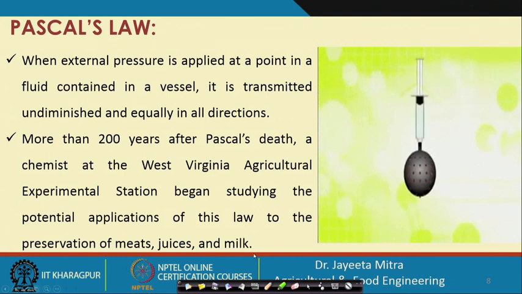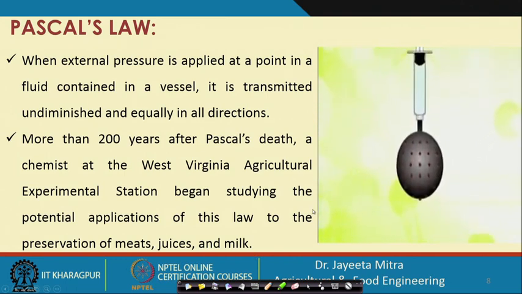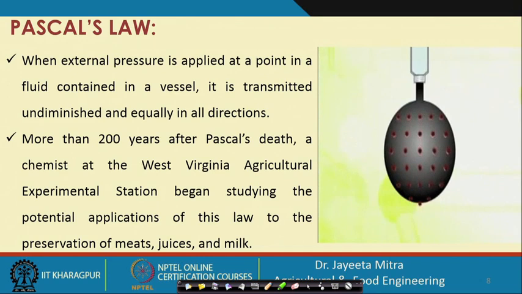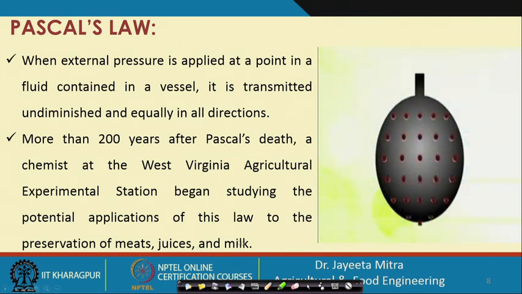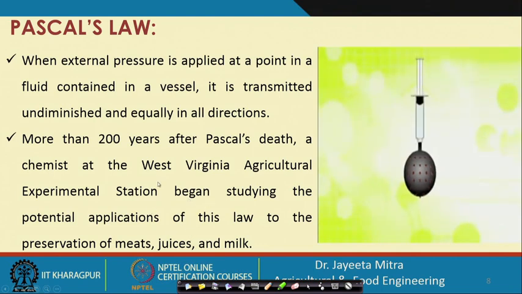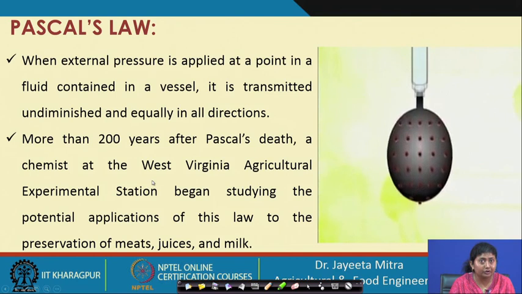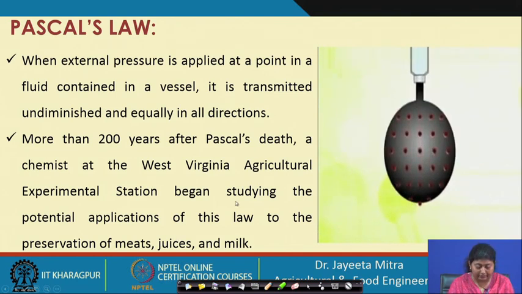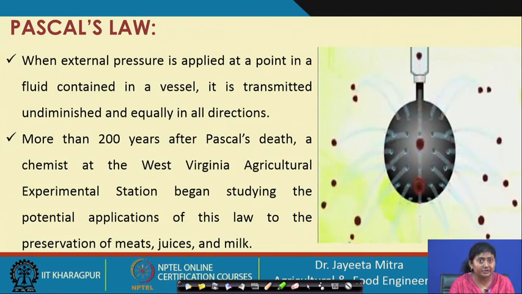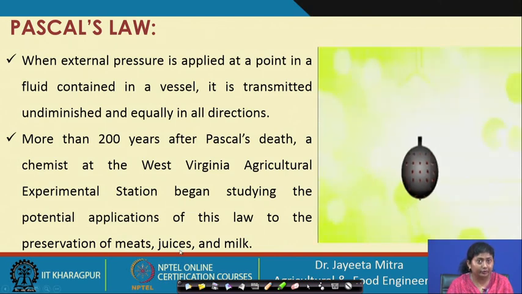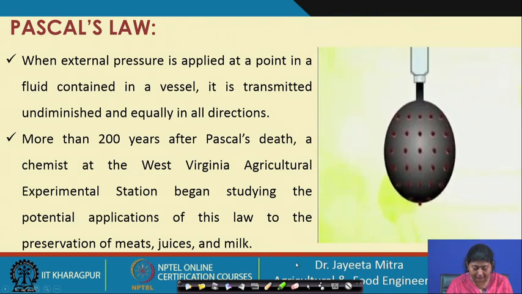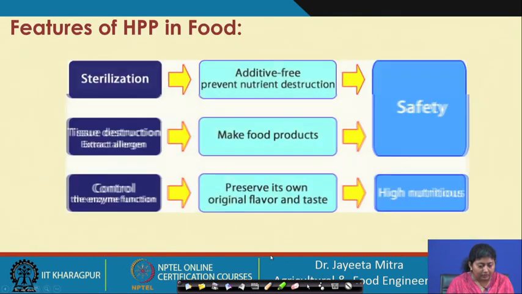More than 200 years after Pascal's death, a chemist at the West Virginia Agricultural Experimental Station began studying the potential application of this law to the preservation of meat, juices and milk. So, we can see the beauty of science: when some invention occurs, we do not even think that it can be used for food processing in an efficient way, but nowadays this is a very promising technology, although it is cost intensive, but still it gives a very good quality product. So, it has been mostly used in juice processing and preservation, etc.